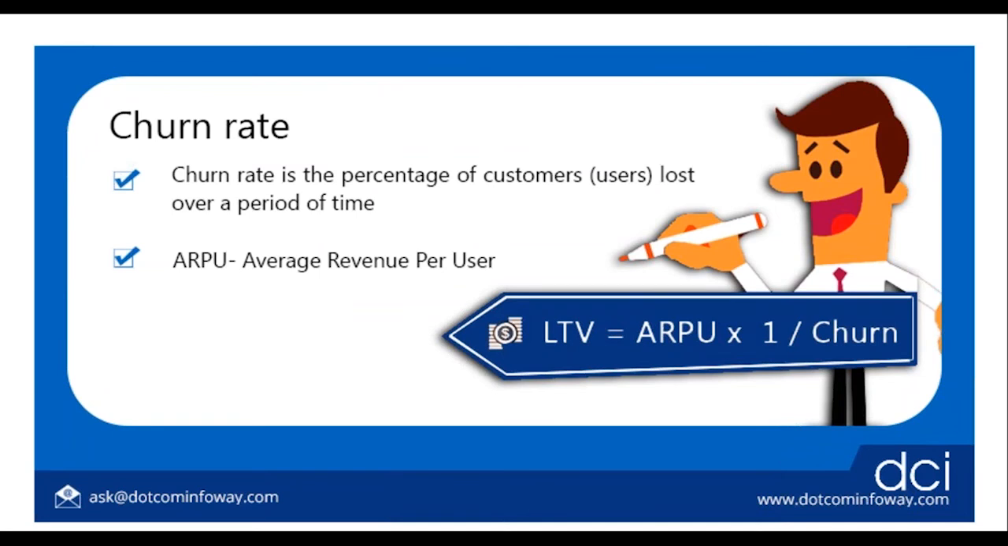Churn rate is also an important factor to be measured, since when churn occurs, users stop using your application. Churn rate is the percentage of customers who are lost over a period of time. Average revenue per user is important, and LTV is calculated as average revenue per user times 1 divided by churn. That is a simple formula to calculate.